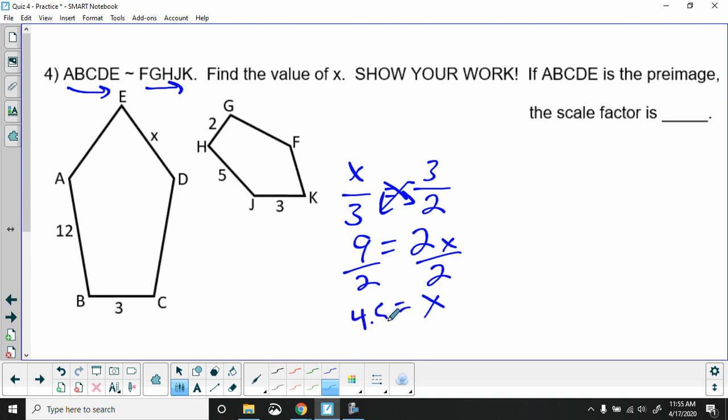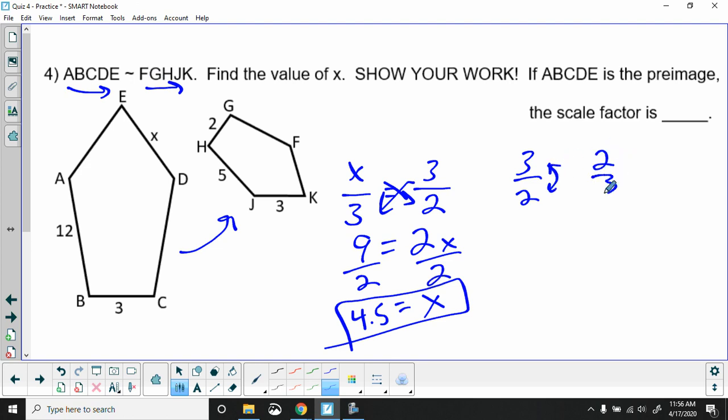Scale factor. Again, we can just focus on that 3 over 2. ABCD is the preimage. It's getting smaller, so we need to flip this fraction so it's less than 1. So 2 over 3. Again, greater than 1 it grows. Smaller than 1 it shrinks.